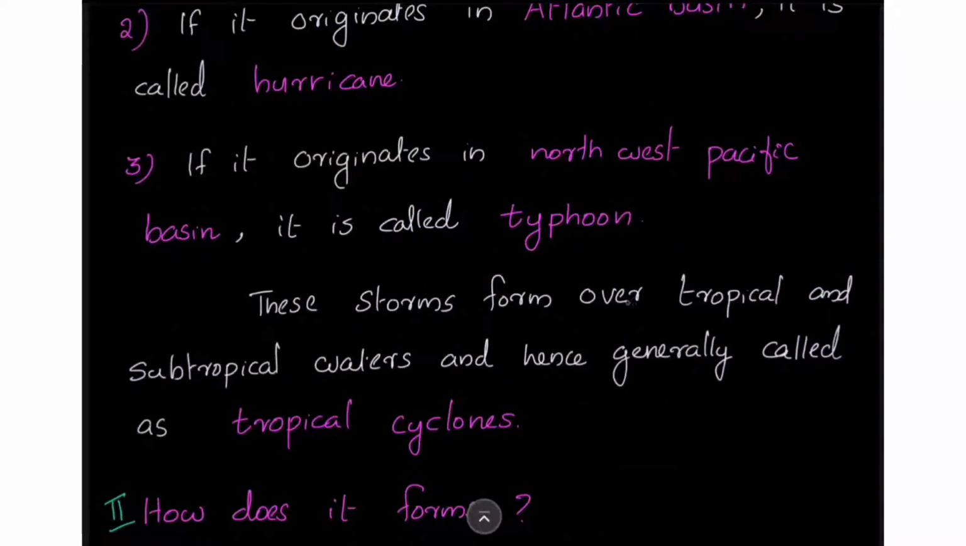And these storms form over the tropical and subtropical waters, and they are generally called tropical cyclone. That is, what is the subtropical and tropical region? Tropical region is near to the equator of the earth itself, and it is in between 5 degree to 23.5 degree in northern and southern hemisphere of the earth. In these tropical region oceans, these spinning storms originate.